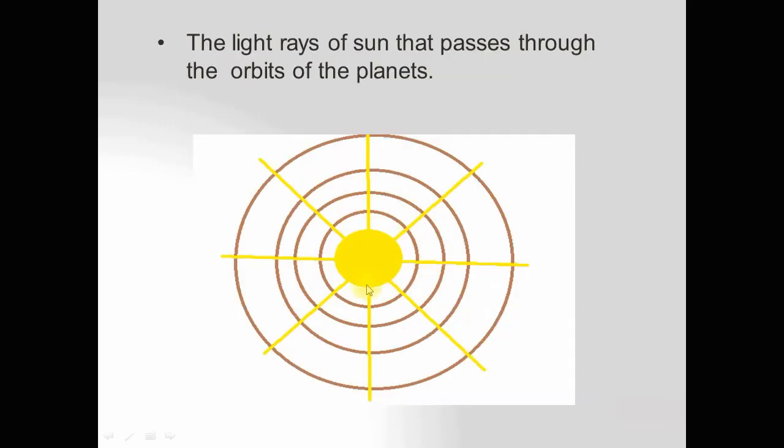And another very simple example: the light rays of the sun that pass through the orbits of the planets. Suppose this is the sun and these are the orbits.